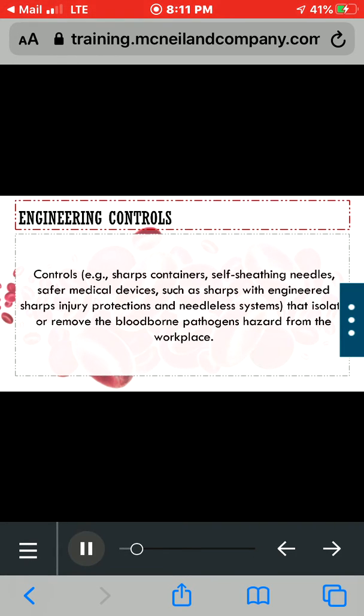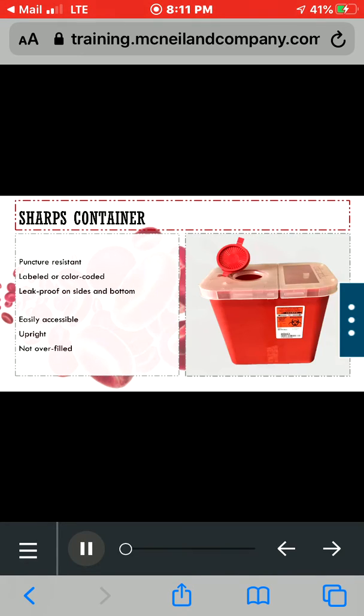Engineering controls are controls that isolate or remove the bloodborne pathogens hazard from the workplace. These can include sharps containers, self-sheathing needles, and safer medical devices. Sharps containers are one of the more common types of engineering controls. These containers should be closable, puncture-resistant, labeled or color-coded, and leak-proof on the sides and bottom. Employees should ensure that these containers are always easily accessible, upright, and not overfilled. When the containers are full, they should be replaced only by those trained to do so in a safe manner.